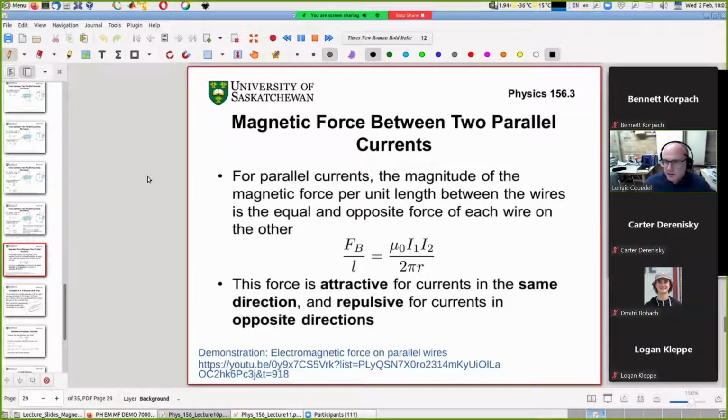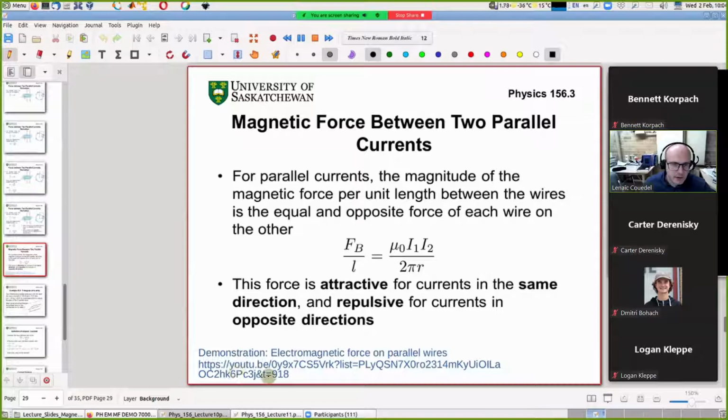Last time we stopped, we were discussing the force between two parallel currents, and we derived that the force per unit length, so force divided by length, is equal to mu zero I1 I2, so current in wire 1, current in wire 2, divided by 2 pi r, r being the distance between the two wires. So the force is attractive for currents in the same direction and repulsive for currents in opposite directions.